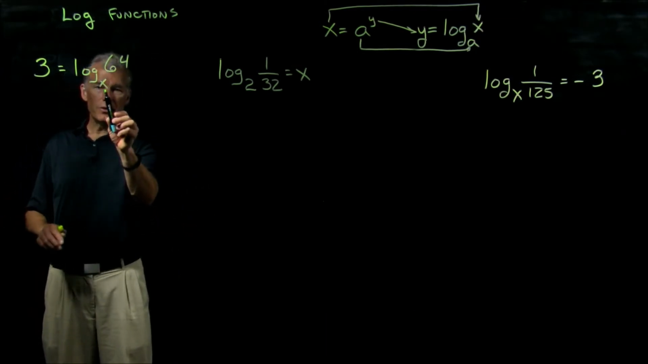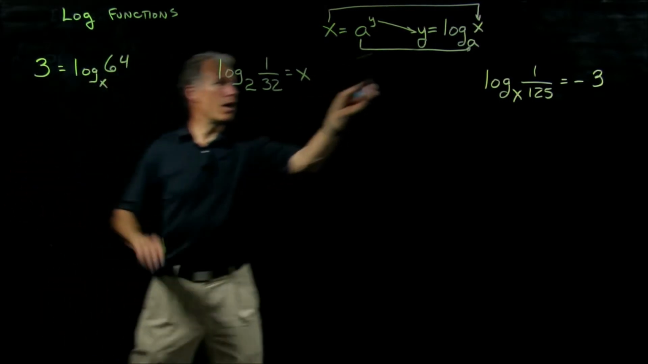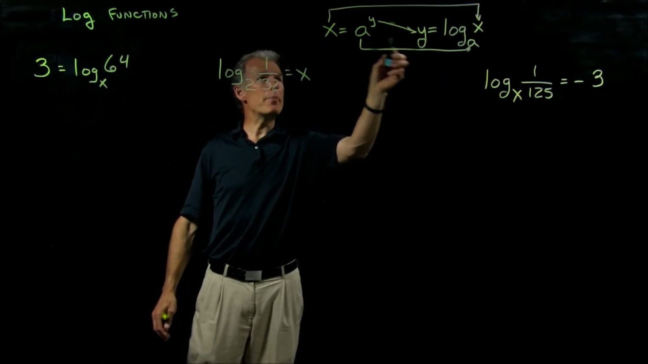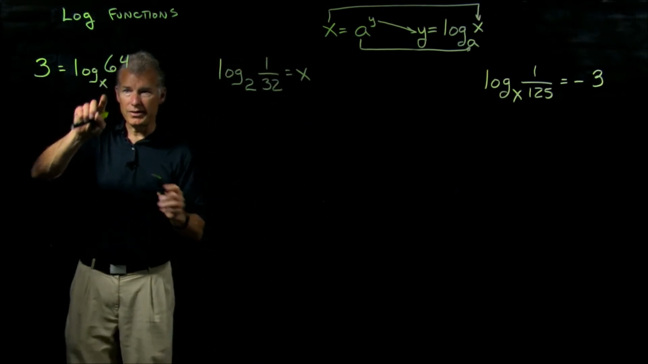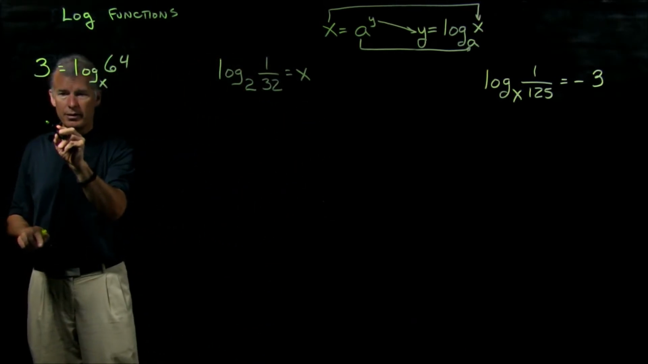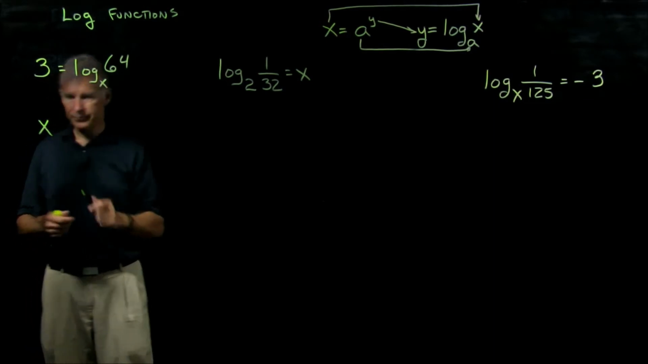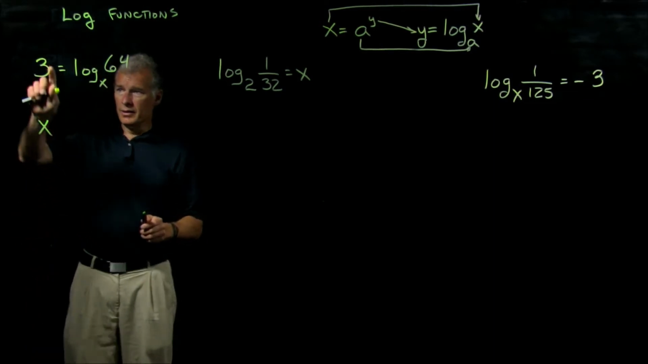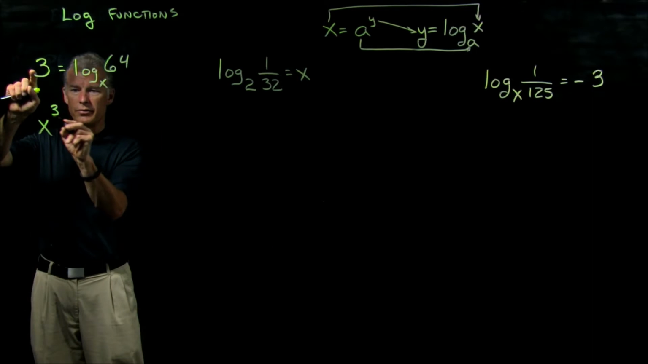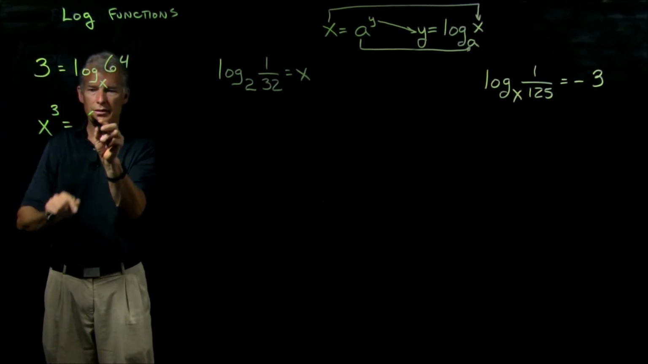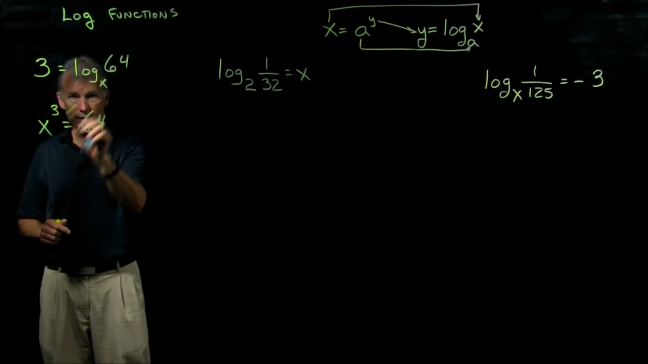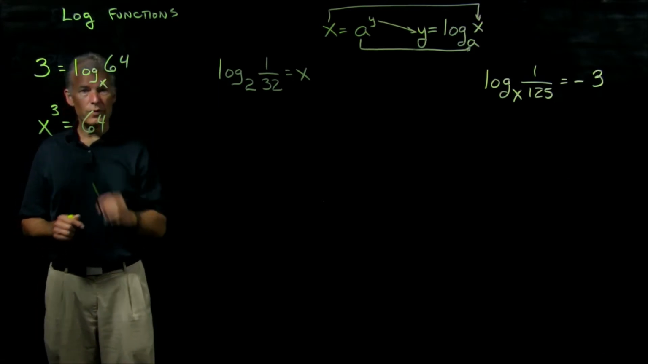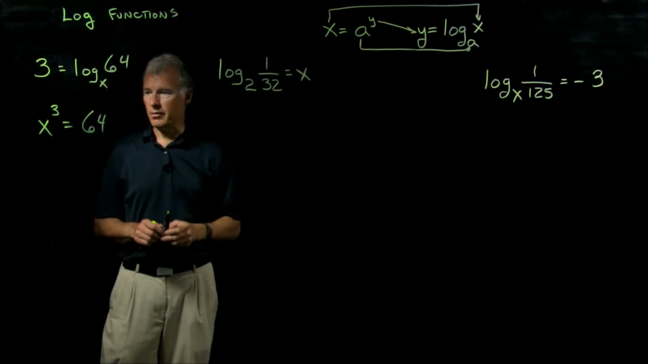The first thing we can do is rewrite this from the log format. We want to map it over here so it's in the exponential format. You can see my base is x, so let's write that out. So I have x, raised to the power of 3, is equal to 64. So you can see that goes to there, this goes there. We've just remapped it, just like we did up there.